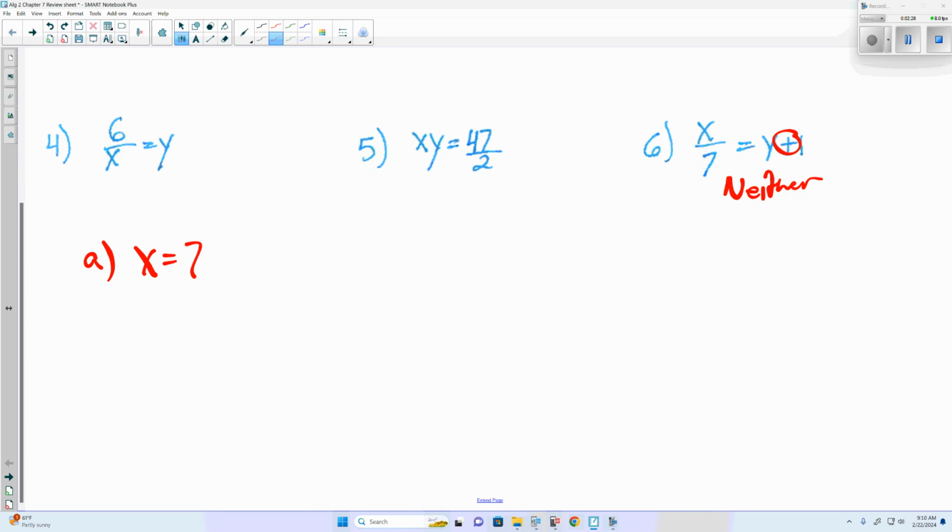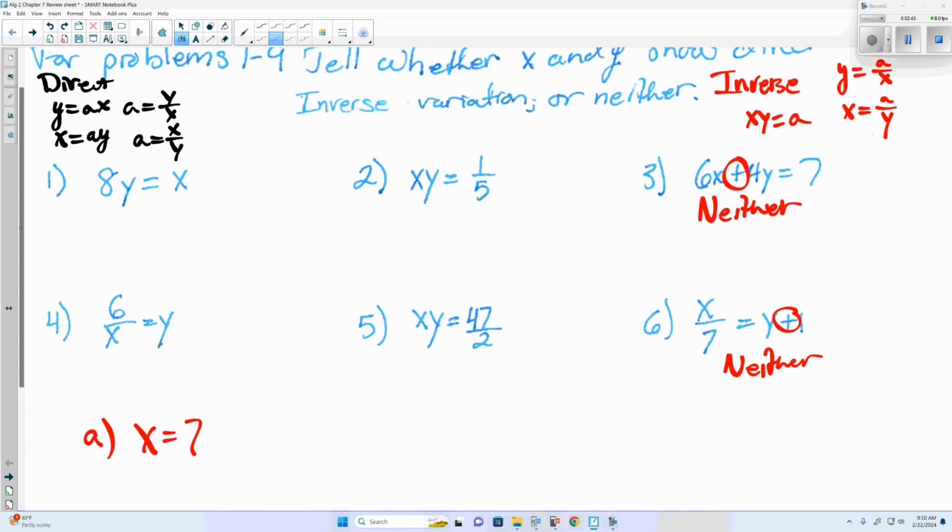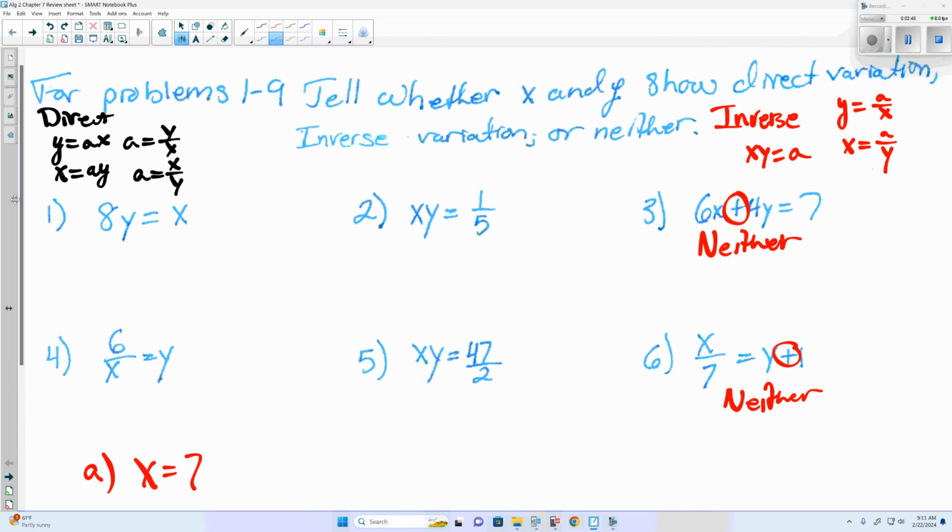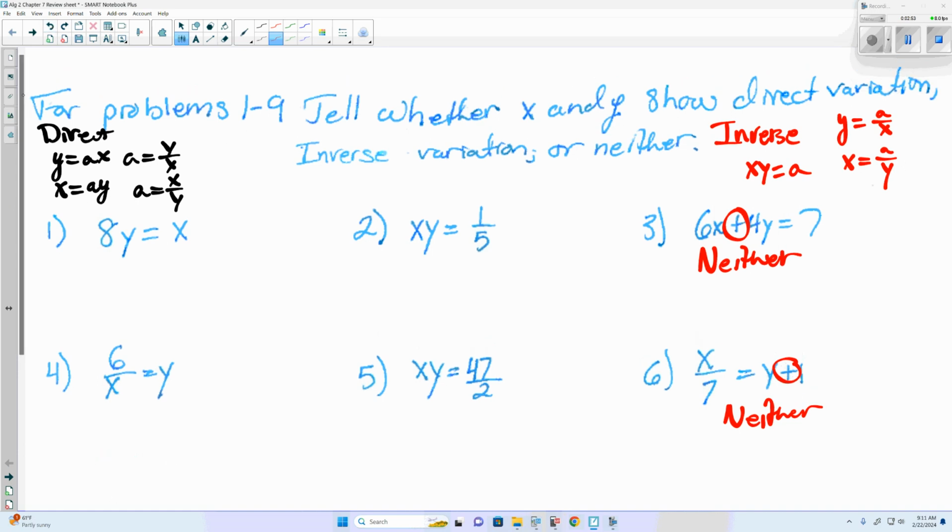x equals 7. Would this be direct, inverse, or neither? Because what do we always have to have? x and? We have to have 2 variables, yes? We never really stated it specifically, but we really have to have 2 variables. So that would be neither. If we only have one, it's neither, because if it's just x equals or y equals, it's not direct or inverse variation. That's just a flat line or a line going straight up and down. We don't have any variation because we need 2 variables.